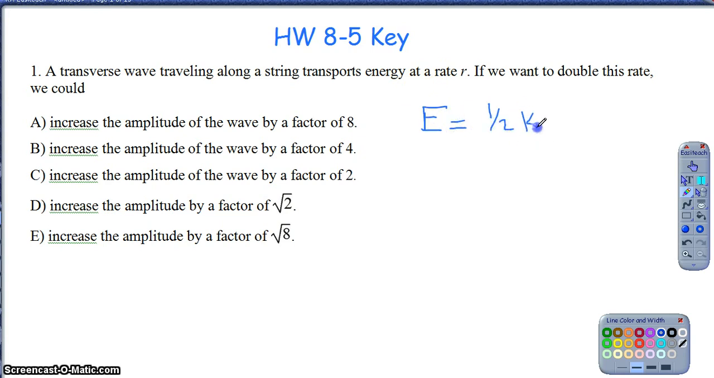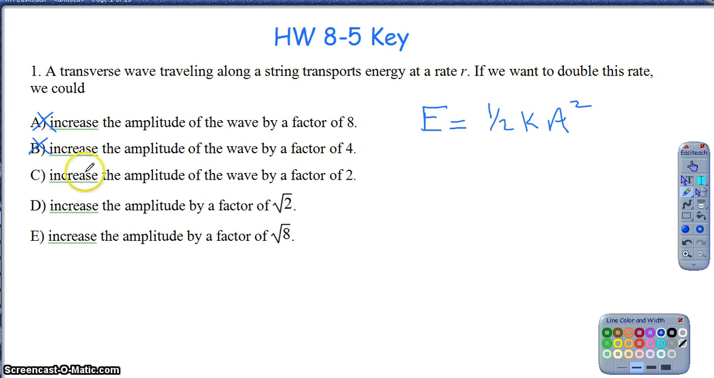And the energy of a wave is 1/2 Ka squared, right, or 1/2 Kx squared, where x is the amplitude. So if I want to double the amount of energy carried in a wave, I need to do something to double this quantity. So if I look at the options, well, if I increase the amplitude by a factor of 8, that's actually going to make this way too big, right? That would be 64 times bigger. That's not going to work.